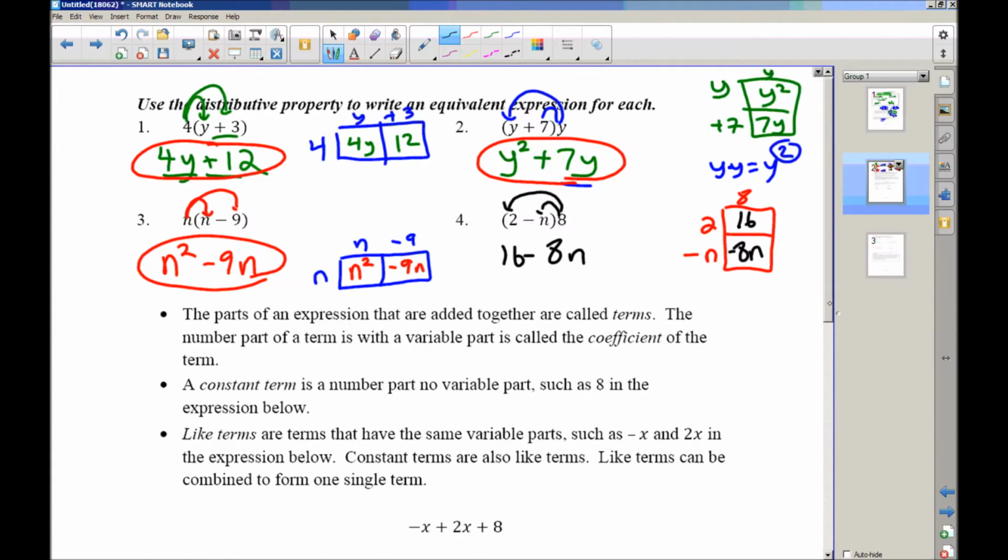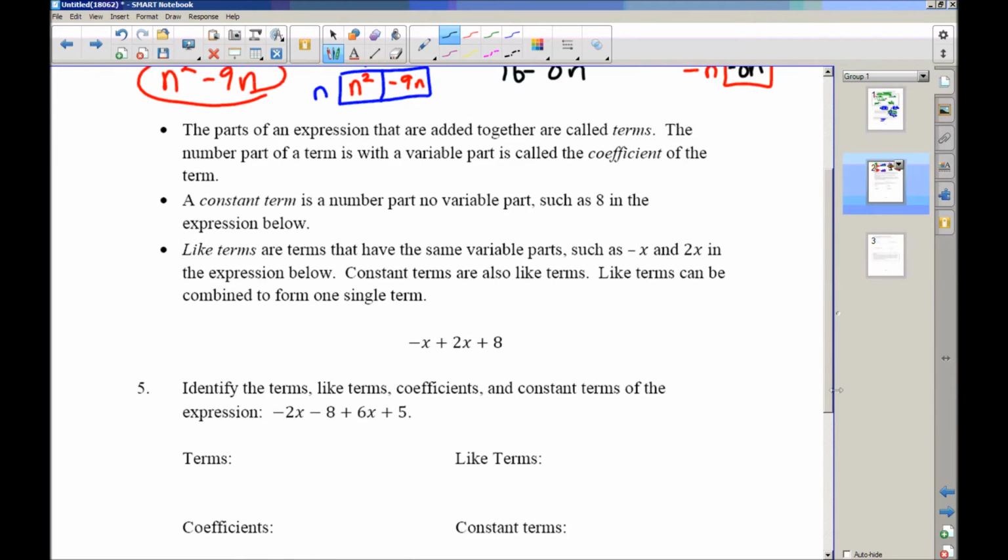Okay. The parts of an expression that are added together are called terms. The number part of a term is called the coefficient of the term, and the variable part is the variable. So 2x plus 8 plus 9xy. There are 3 terms in here. These are the parts of the expression that are added together. Okay, and then the number part in front is the coefficient. So this has a coefficient of 2, and this has a coefficient of 9. And the middle one is a constant term, so it doesn't have a coefficient. There's no variable part to it.